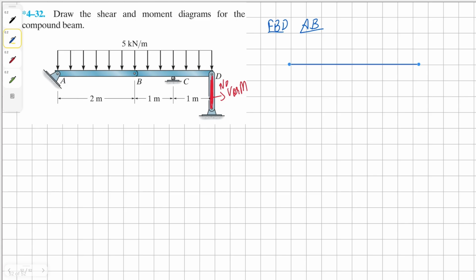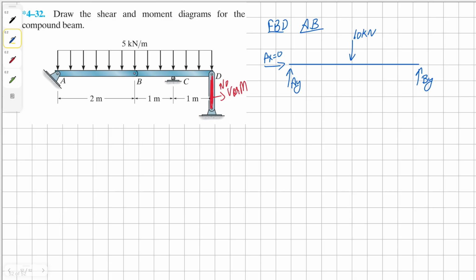For section AB, we can have a pin connection at A, so we can have both horizontal and vertical reaction force. Horizontal will be 0, and then the distributed load will be 10 kilonewton. And for B, there's a pin connection, and we don't know what the value for BY is.